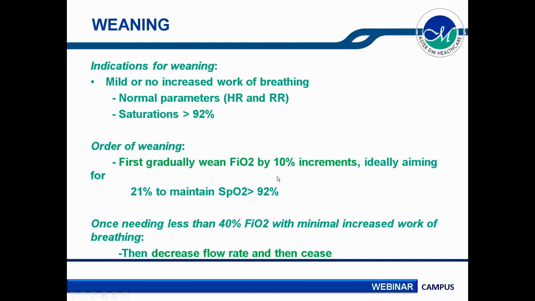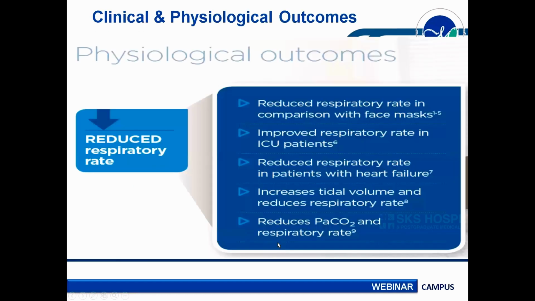This is the ideal situation, which may not be possible always. So what we usually do is, when the FiO2 is gradually reduced and reaches somewhere around say 30%, etc., you can switch over to a mask or nasal cannula, and then it can be maintained like that. For one needing less than 40% of FiO2 with minimal or no increased work of breathing, then you can try reducing the flow rate. So first you reduce FiO2. Once you reach somewhere around 40 or even less, then you can try reducing the flow.